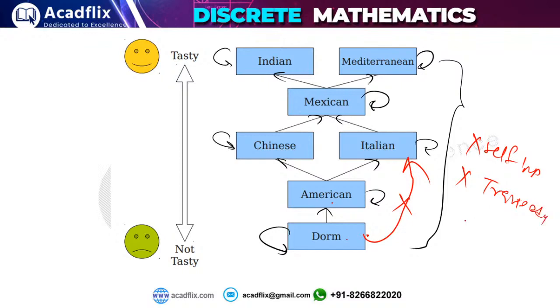Okay, in a Hasse diagram we do not show arrows. But remember, all these things are implied. All these things are there, but they are implied. For example, the self loop is there, but we are not showing it.